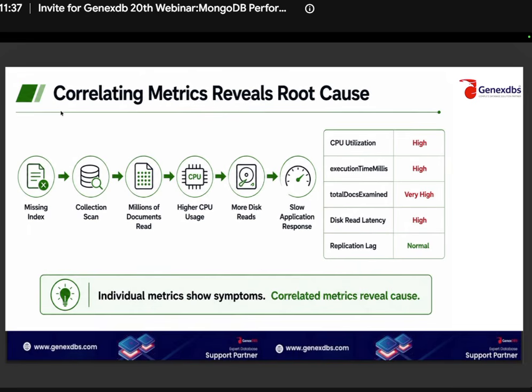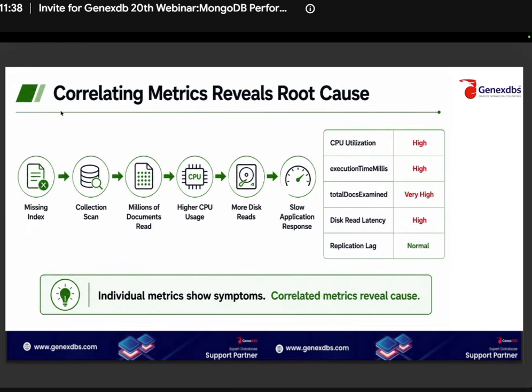So here we can see that whenever there is a missing index, it will result in a collection scan. So millions of documents are read from memory, and it will result in high CPU utilization. Thereby, there will be more disk reads, and it will give a slower application response to the users. Like this, we have to correlate all the metrics to find out the real root cause, rather than relying on a single metric.